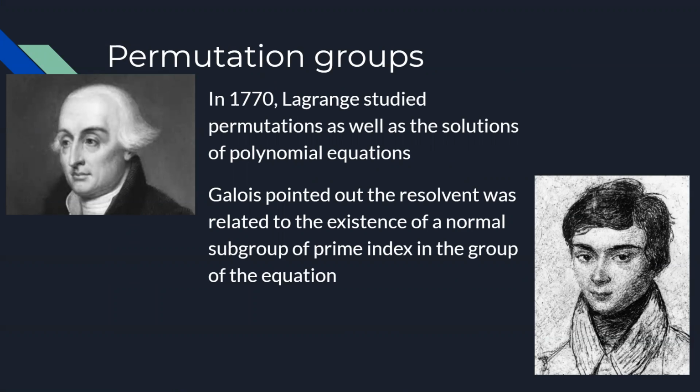In other words, the existence of the resolvent equations for the quartic and the quintic had to be related to whether or not there was the existence of a normal subgroup of the prime index of the group of the equation.